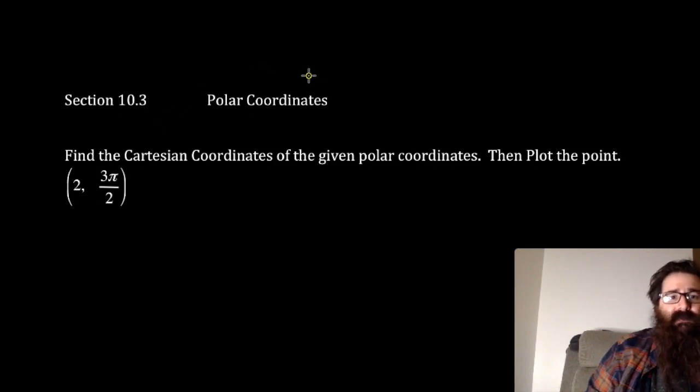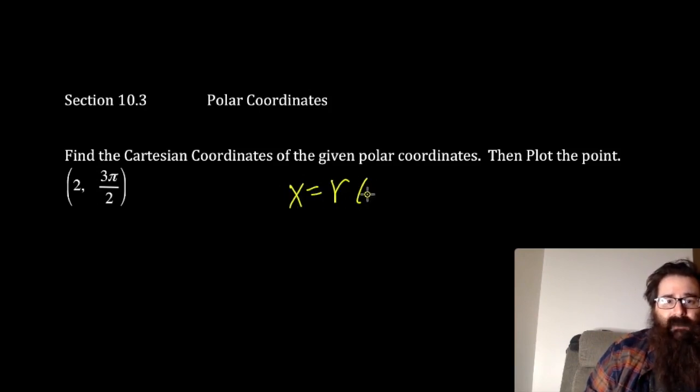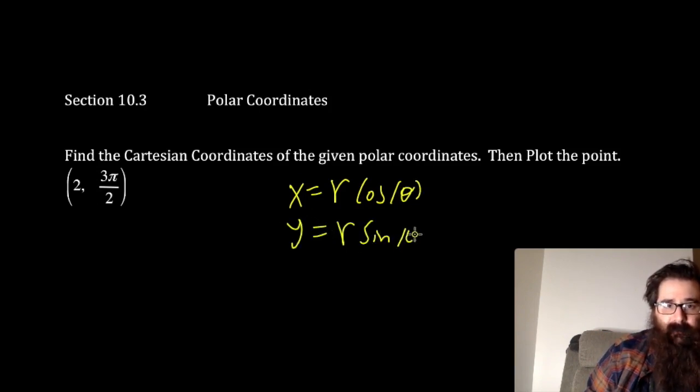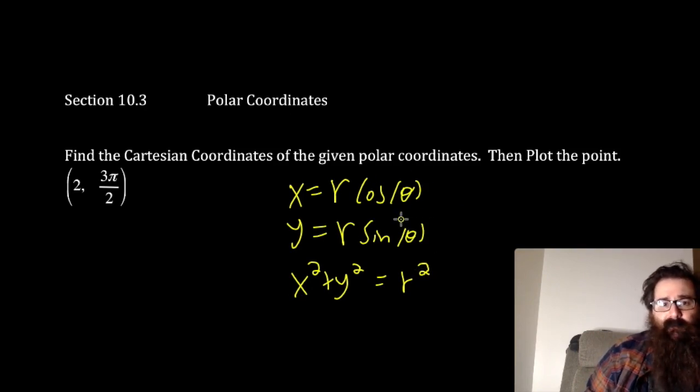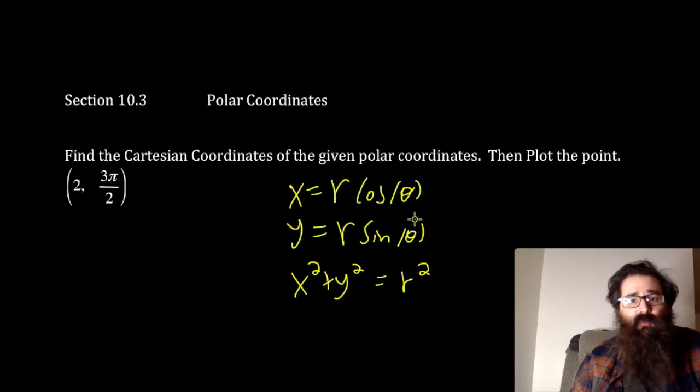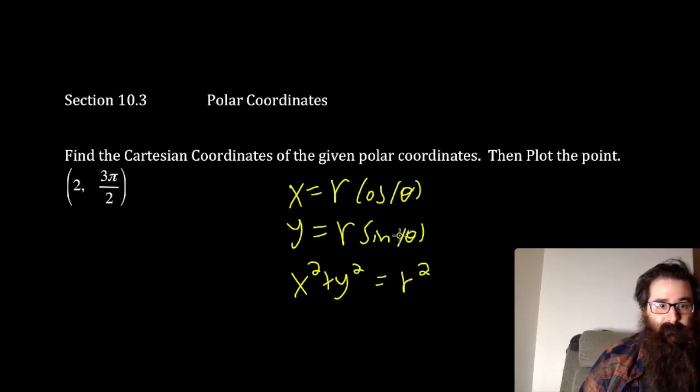With polar coordinate system, we have some nice identities that we like to use. I like to work with x is r cosine theta, y is r sine theta, and then we also have x squared plus y squared equals r squared. There are other identities involving tangent and how to find theta. I think those can sometimes be a bit more trouble than they're worth, and I think these identities actually suffice for what we're going to need to be doing in our polar coordinate system. But let's take a look at the example that we have here.